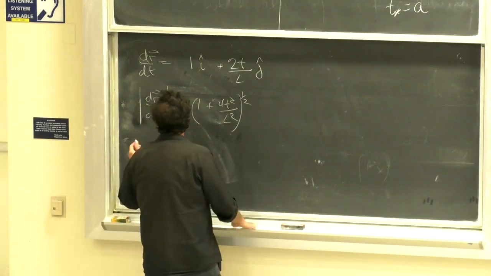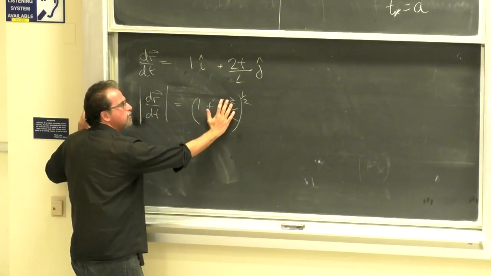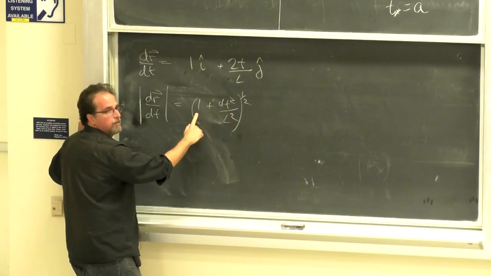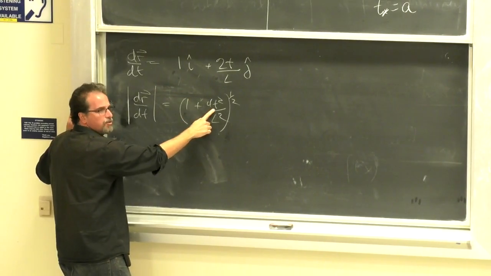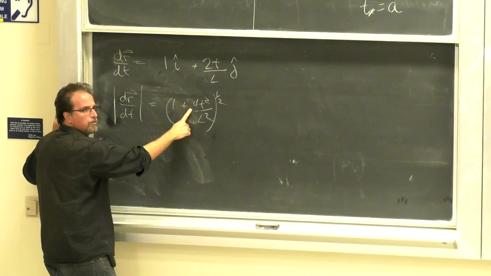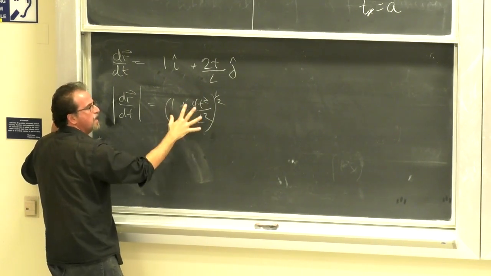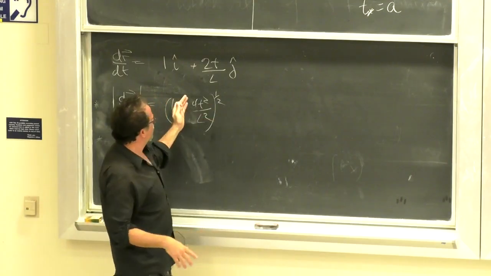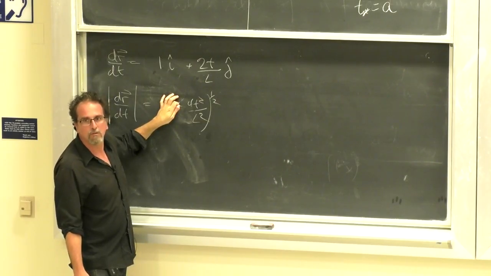And so this is the velocity. Let's take a look at the velocity for a second. At t equals 0, the velocity is 1. And we'll see the direction in a second. As t gets larger and larger, the velocity gets larger and larger. In fact, as t gets very large, this term is much bigger than this, and you can approximate the velocity for large t as approximately 2t over L. Okay.